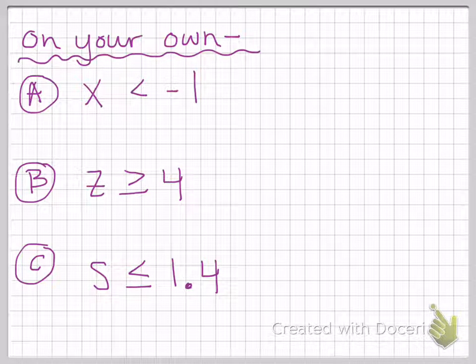Okay, here are your on your owns. A, x is less than -1. B, z is greater than or equal to 4. And then C is s is less than or equal to 1.4. Of course, I'm going to add a rational number for you guys. So go ahead and pause the screen and graph those for me. Start writing your number lines. Okay, and check back with me.